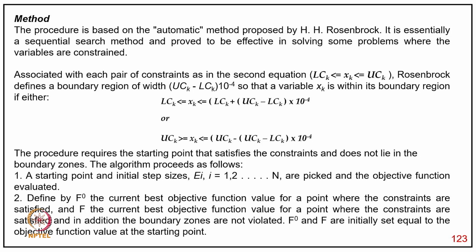Rosenbrock defines a boundary of region within which one can make an iterative procedure, as you can see in these relations. The procedure requires a starting point that satisfies the constraints and does not lie in the boundary zone. The algorithm proceeds from a starting point and an initial step size for the variables, and then defines f0 as the current best objective function for the point where the constraints are satisfied, and f as the current function for the point where the constraints are satisfied, in addition to the boundary not being violated.